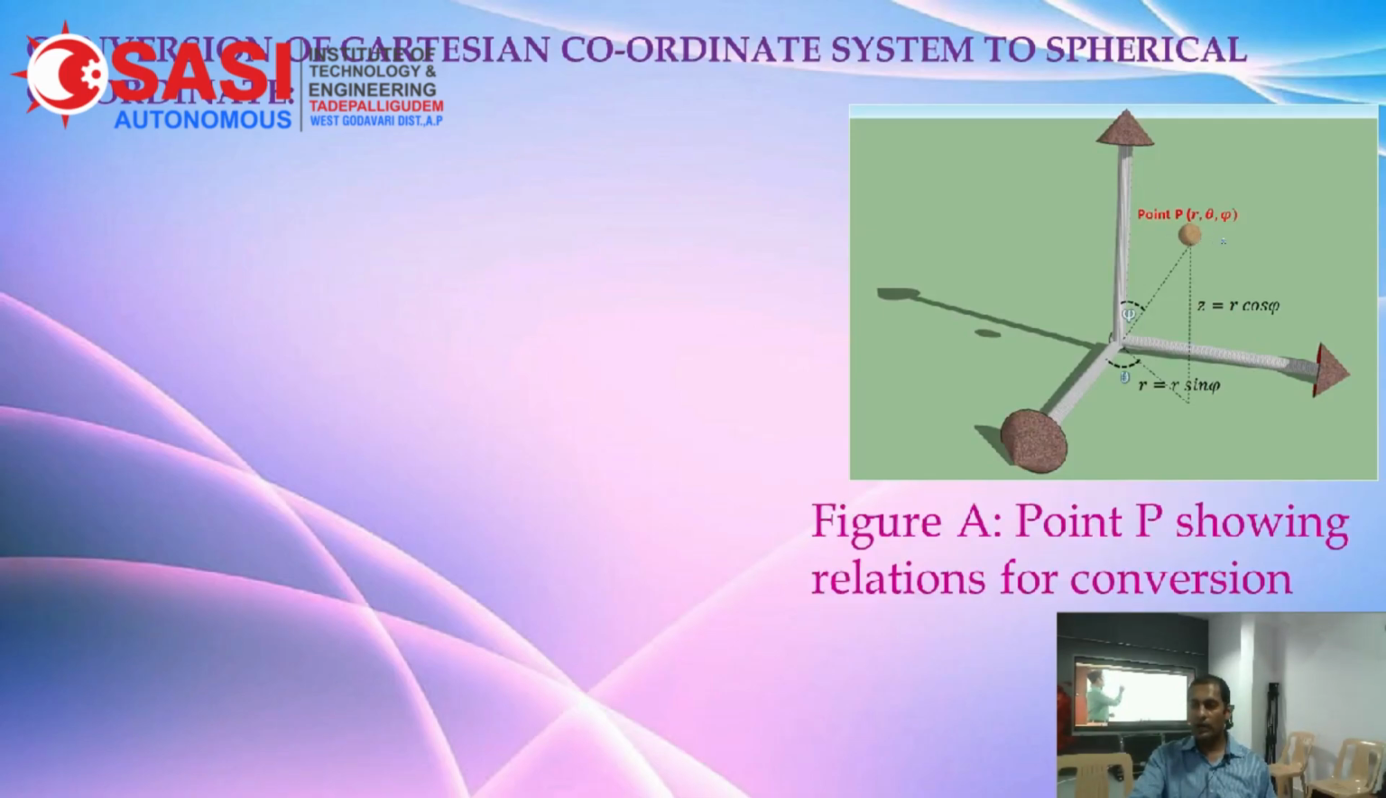Here we can see point P showing the relation for conversion. So we have r theta phi or r phi theta, point P defined in the spherical coordinate system. So from here we can get the height z. z of the Cartesian coordinate system we can represent by r cos phi. In a few books it will be given as theta, so we can write r cos theta. Similarly, we can have different conversions.